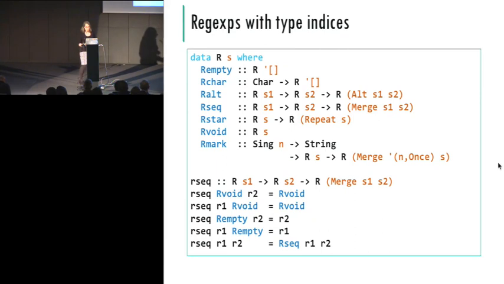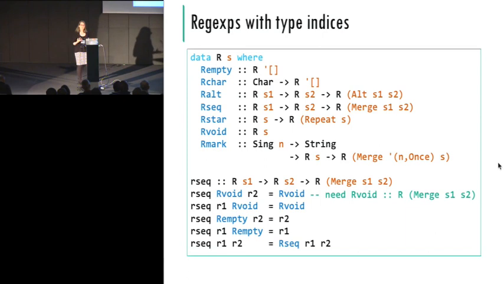Down here at the bottom, the last line is very easy because I've given the type of the function the same type as our CCAS. So the last line is easy. So let's take a look at the first line. The first line we're doing this optimization where we're ignoring R2. But we do need to produce a regular expression indexed by the merge of S1 and S2. But here what I've done is the type that I've given for R void, I've said this regular expression can be indexed by any symbol map.